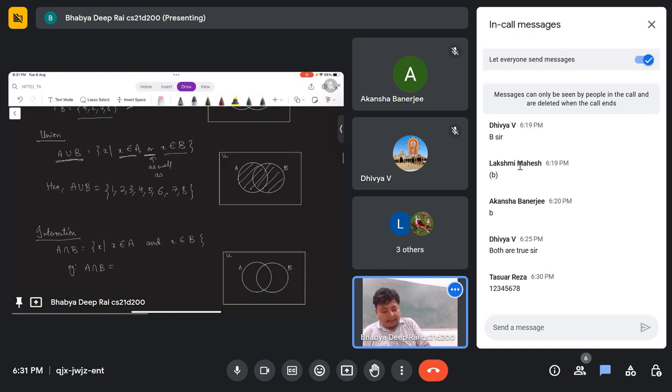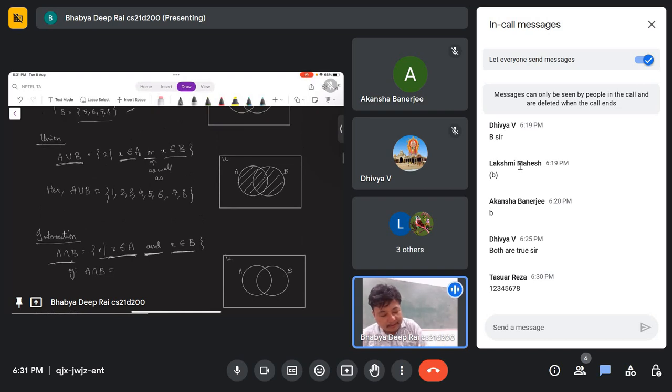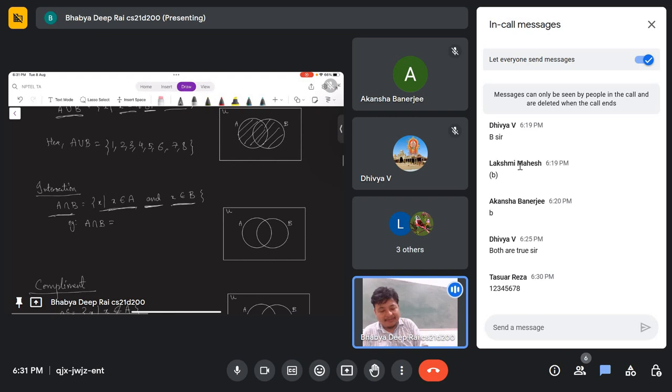Now let us talk about the intersection. What is A intersection B? A intersection B are all those elements which belong to A and X belongs to B. Sorry, as well as is a bit confusing, so I will not write as well as. We'll keep it at or. Anyway, X is in A and X is in B.